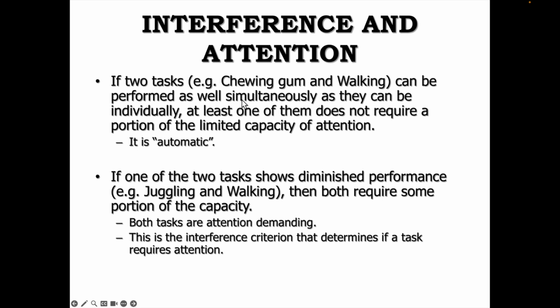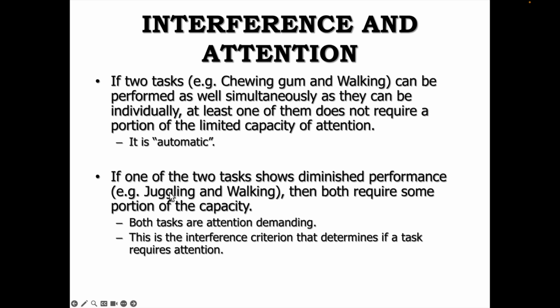So this interplay of interference and attention. If two tasks, like chewing gum and walking, can be performed as well simultaneously as they can individually, at least one of them does not require a portion of this limited capacity of attention. Basically meaning that either chewing gum or walking, or possibly even both, are going to be considered automatic.